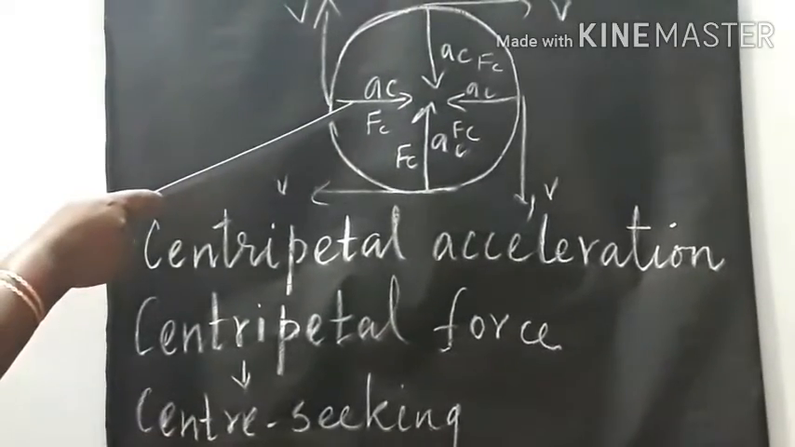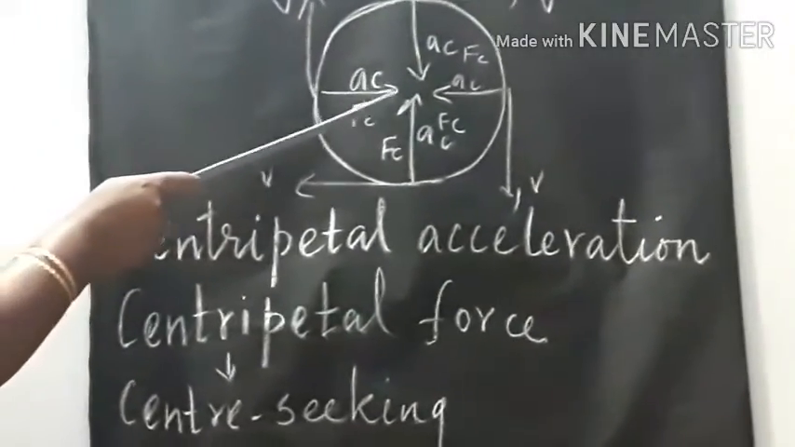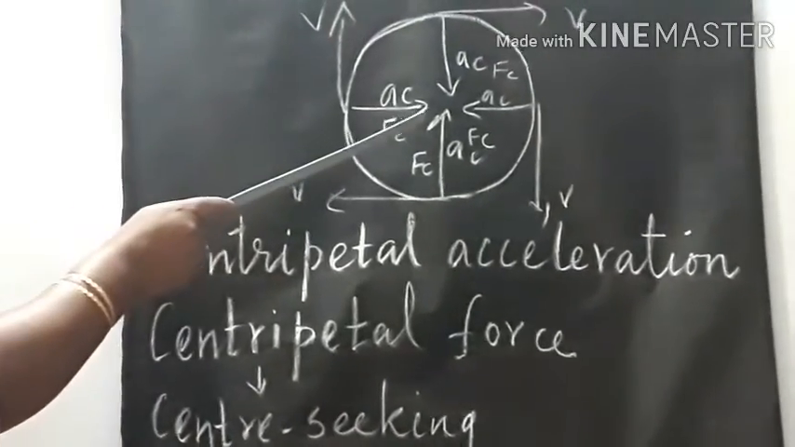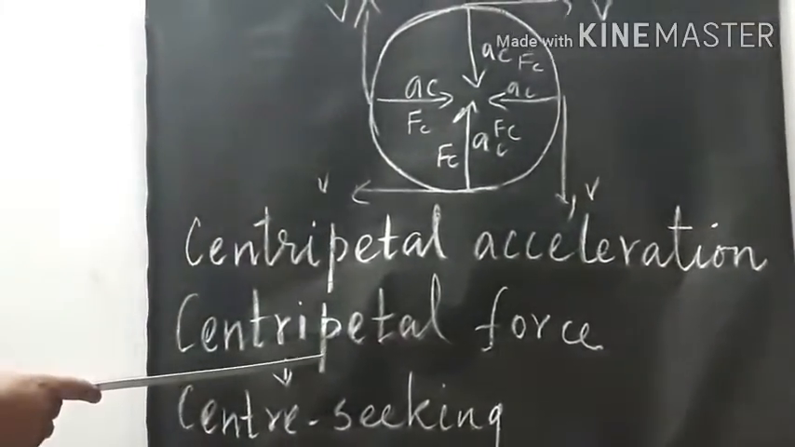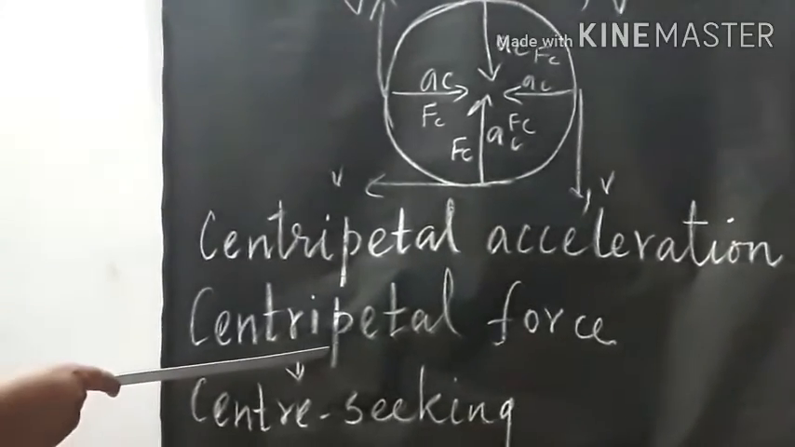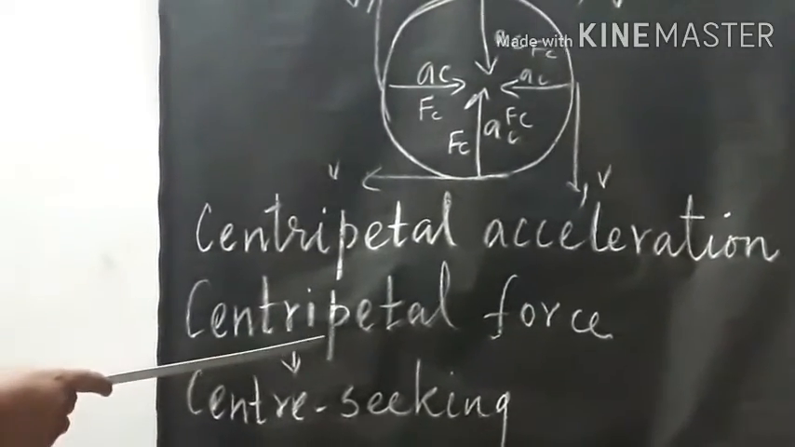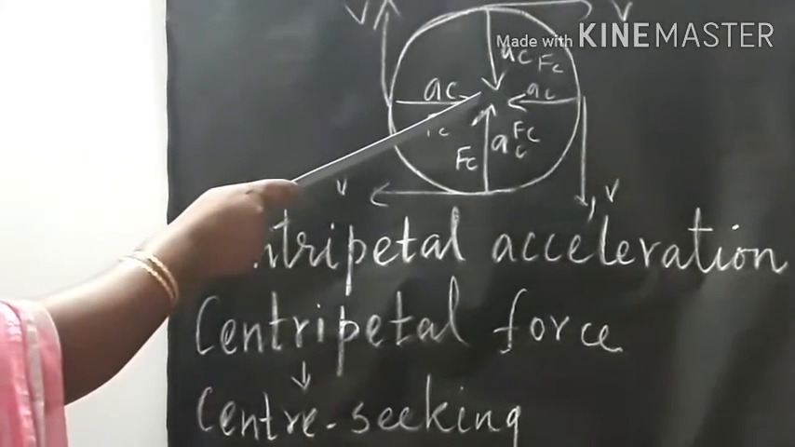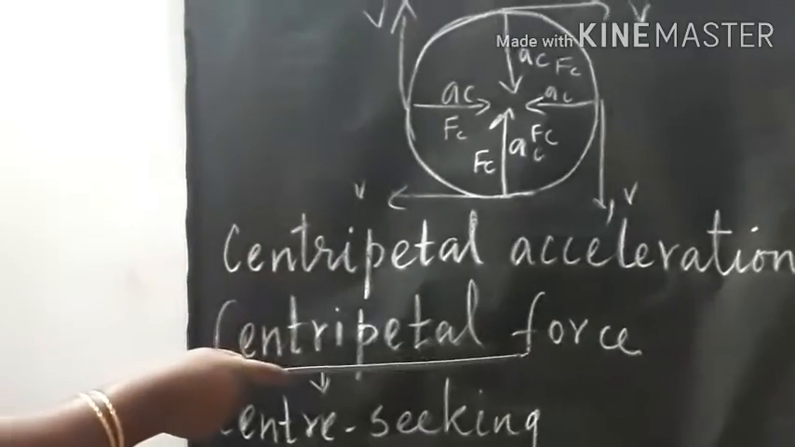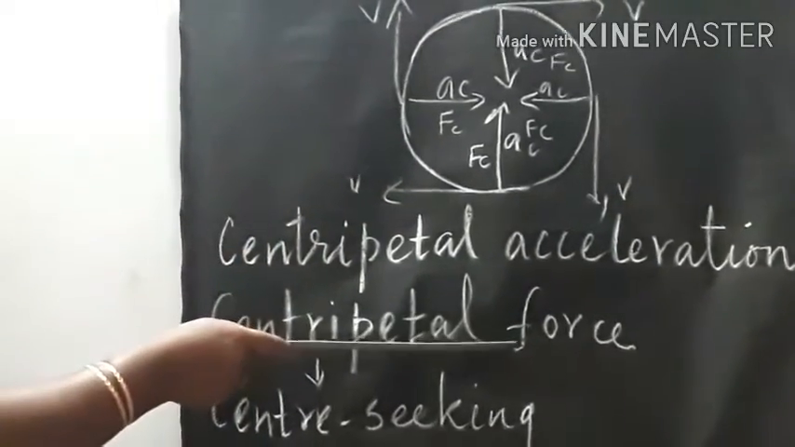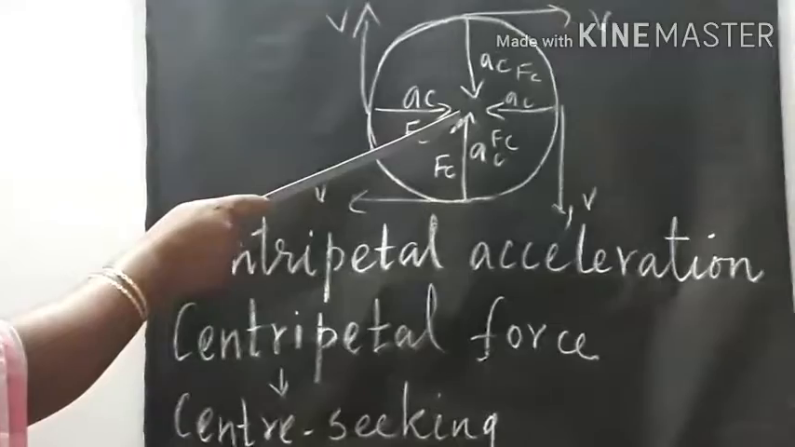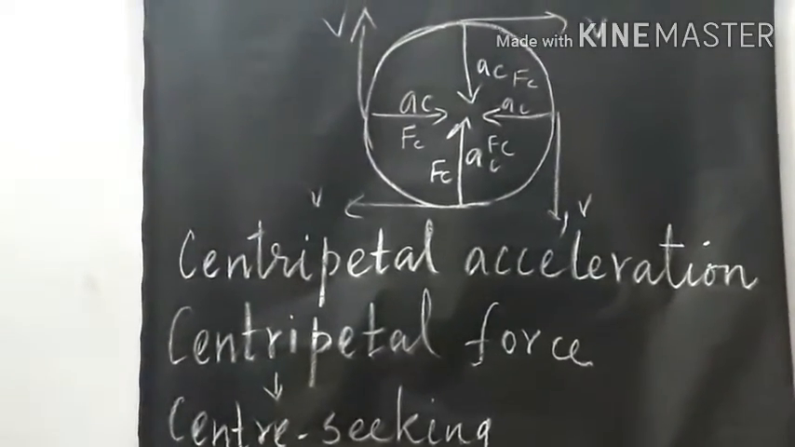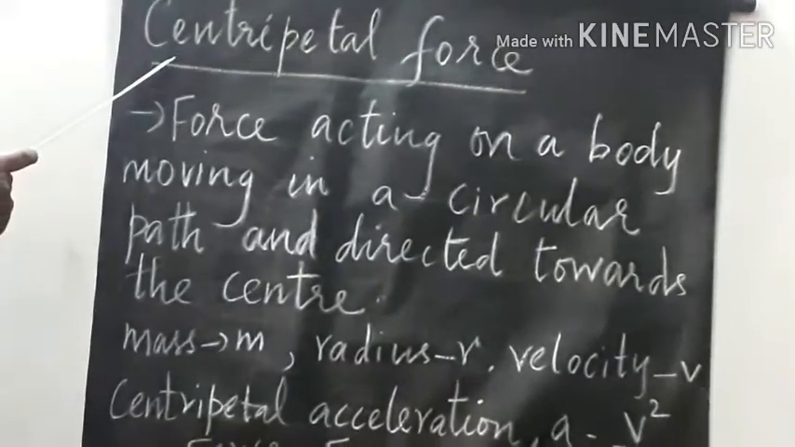Whenever there is an acceleration that is pointing inwards, there will be a force acting along with the acceleration, and that force is called the centripetal force. Centripetal means center seeking. The acceleration is acting towards the center. So therefore, the force along with the acceleration is also acting towards the center, and so the force is called a centripetal force.